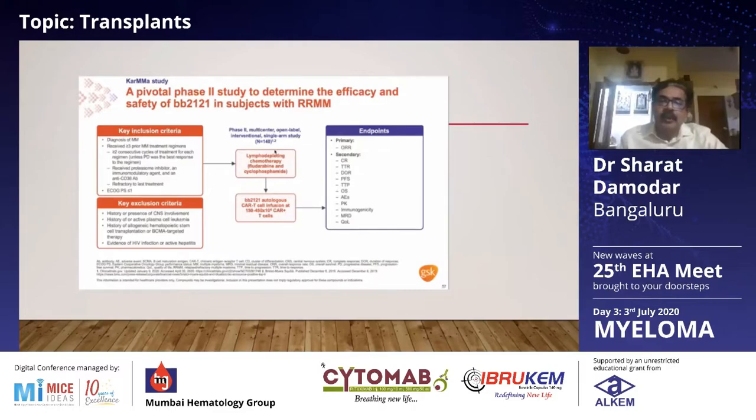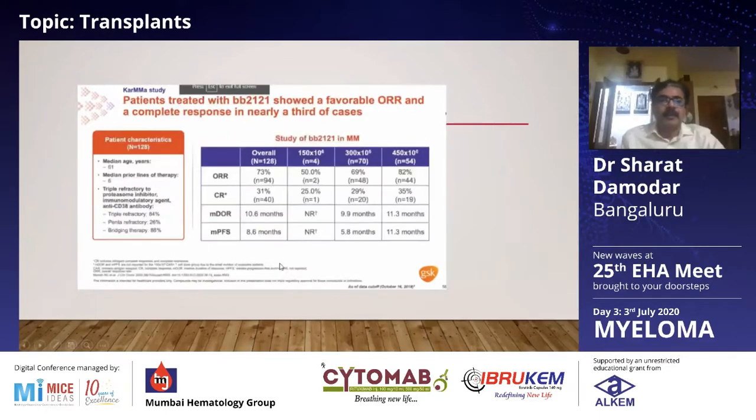And then based on that, you will define your primary outcomes, your secondary outcomes, and then take a look at what your response rates are. So here they have 3 different cell doses. I will come to that when we look at the data. This is presented here: 150 to 10 to the power 6, 300 to 10 to the power 6, and 450 to 10 to the power 6. Most of them were triple refractory, about 30% penta refractory, and about 80-90% required bridging therapy before they went on to the CAR T cell therapy.